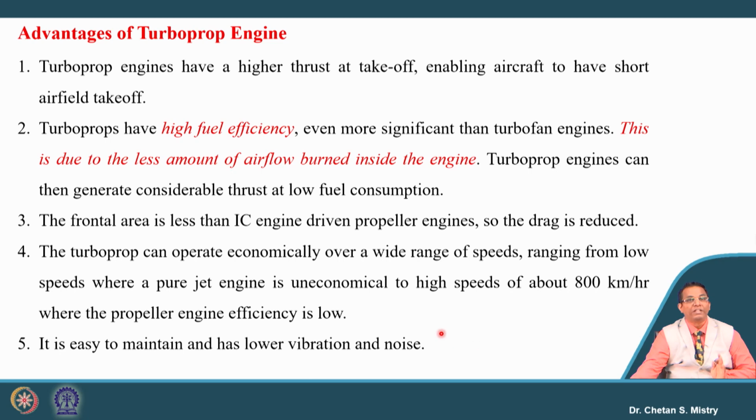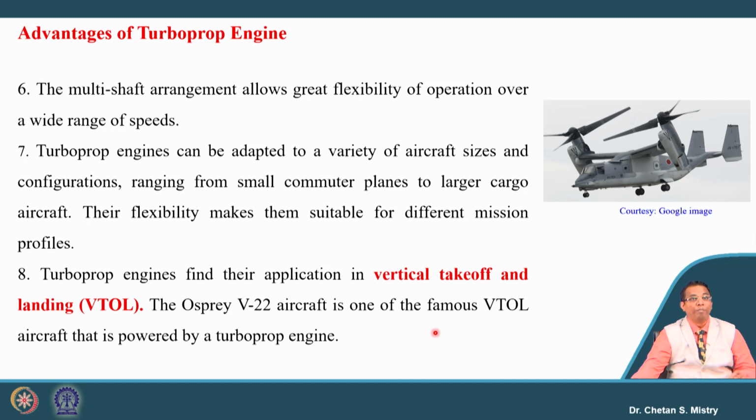These turboprop engines can operate more economically in a small speed range, and they are more economical for speeds between 200 and 800 kilometers per hour. These engines are easy to maintain and have lower noise and vibration. That's an attraction. Now, the multi-shaft arrangements we have looked at in terms of construction give flexibility.